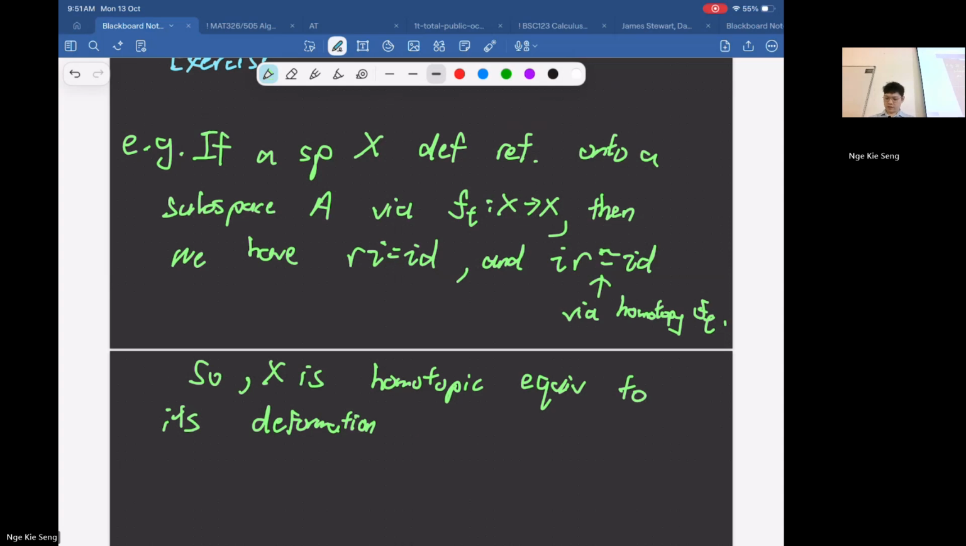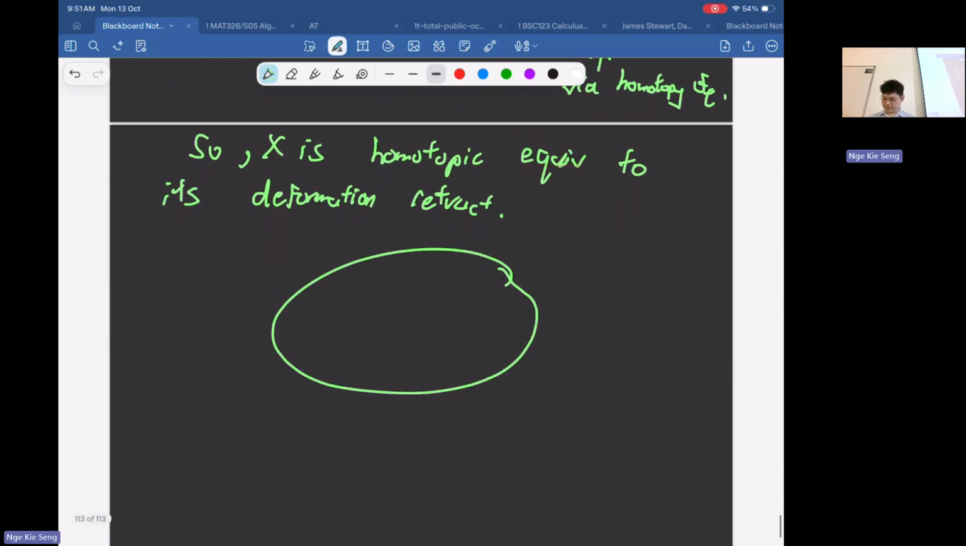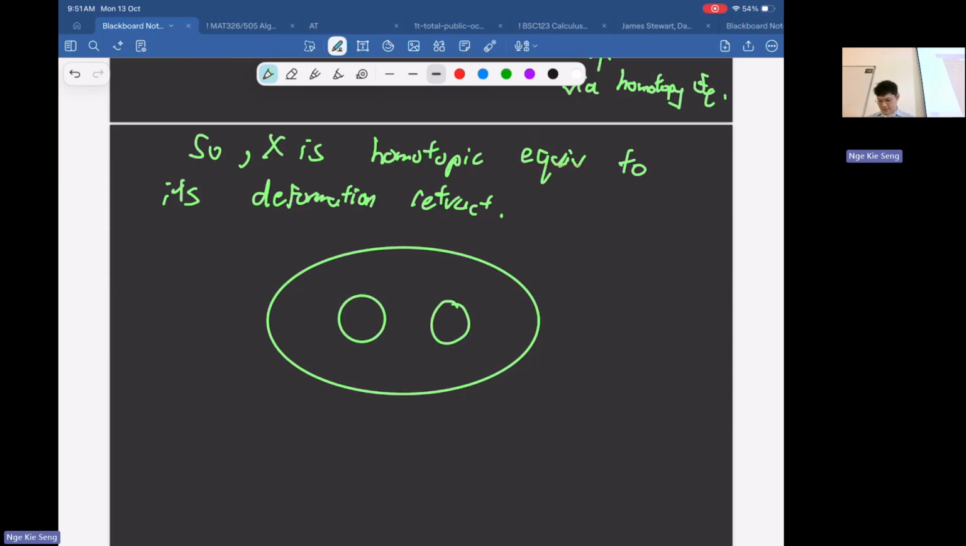Okay, so let's look at this space here. If you still remember this two space here. This is like the topology of 2 points. There are a few deformation retracts you can do here. Can you think of any deformation retract of this space?